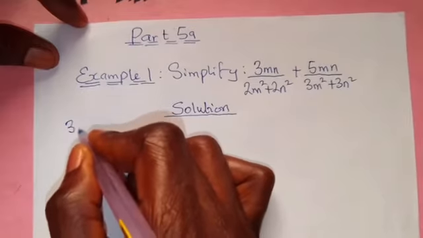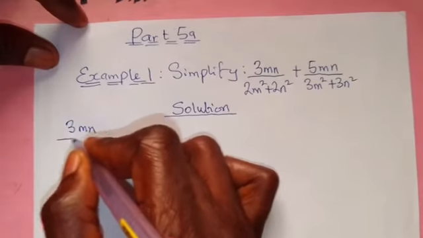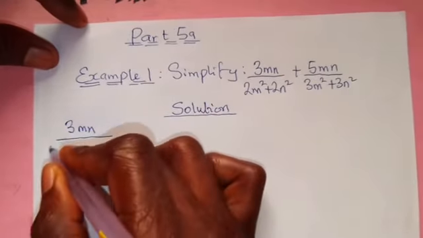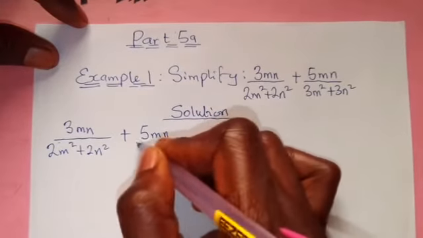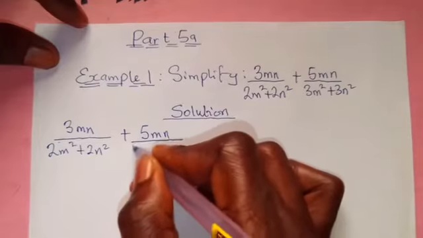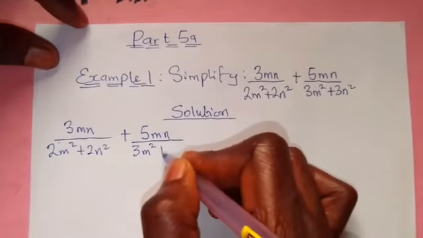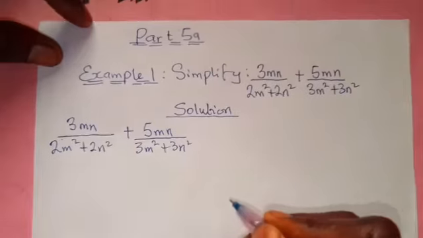So we have 3mn all upon 2m squared plus 2n squared. Then we write our plus 5mn all upon 3m squared plus 3n squared.